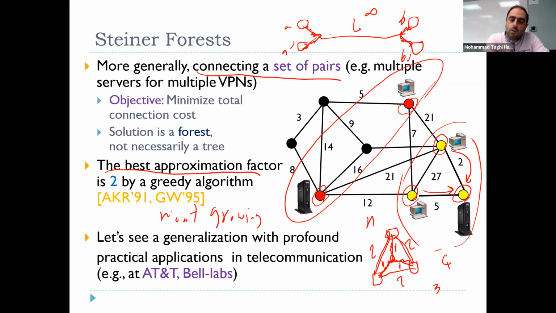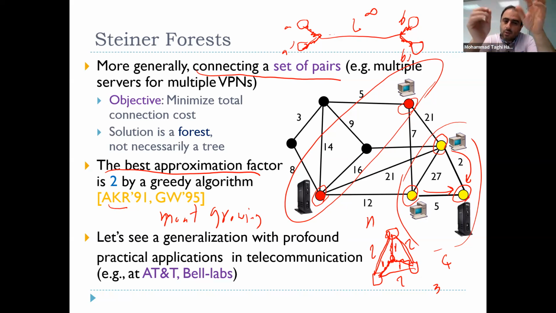So this is called the moat growing approach. This moat growing was introduced essentially by Agrawal, Klein, Ravi in 1991, and then Goemans and Williamson in '95. This is the journal version. I think the conference version was actually '92 or '93, I believe. This is the one where they solve essentially the Steiner forest problem and give a two approximation for that.